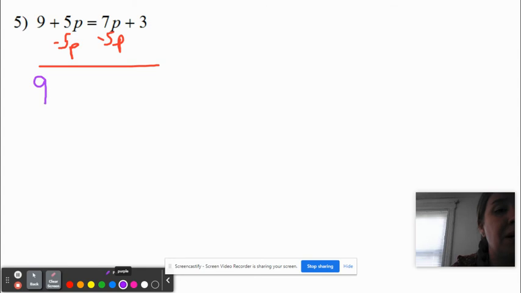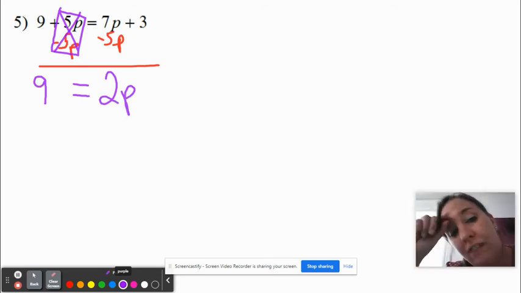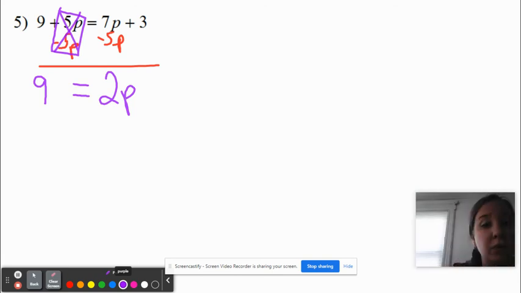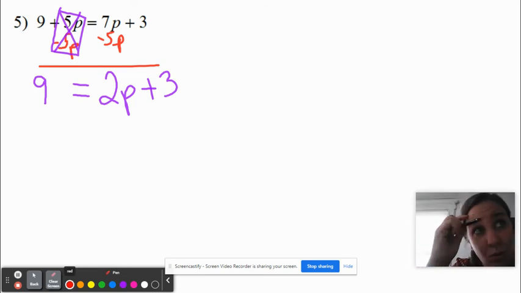So the 9 would come down. And 5 minus 5 is nothing. That's why we did that. 7p minus 5p is 2p. So see, by putting the variable term on the right, we avoided negatives. Some people do like to figure out where they're going to avoid negatives. And this plus 3. So now we're getting our constant terms to the left.